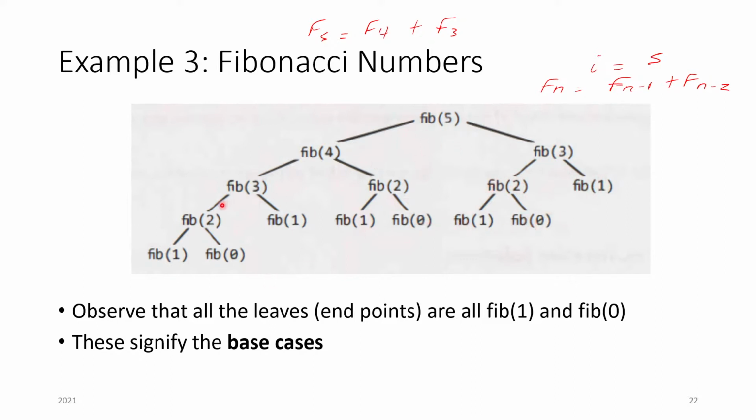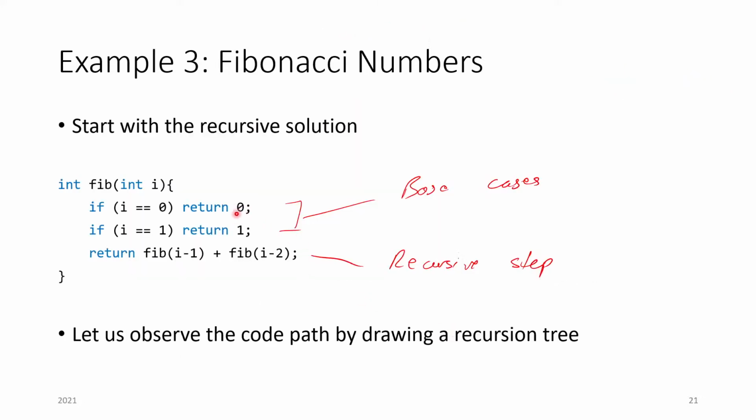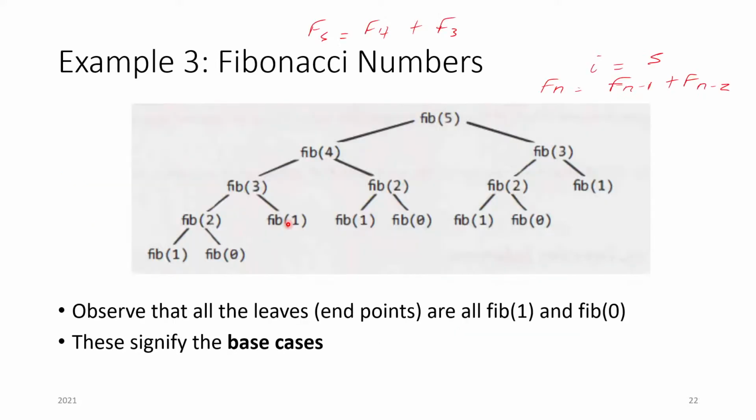So observe here within the tree that all the leaves, being the end points of the tree going from top to bottom, all end at fib of 1 and fib of 0. And those basically signify the base cases that we just now have. Where i is equal to 1, we return 1. If i is equal to 0, return 0. Those basically are our base cases.